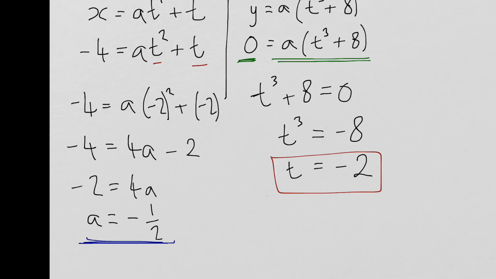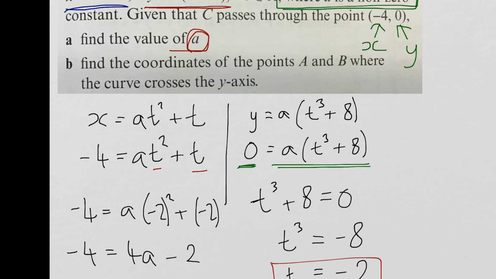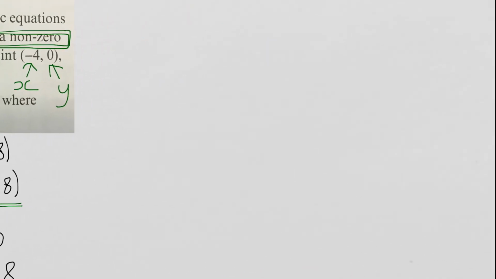So let's go back now and have a look at what we need to do for part B. So for part B, find the coordinates of the points A and B where the curve crosses the y-axis. Okay, so let's have a little think about that. When we have the curve crossing the y-axis, okay, so imagine, because there are 2 points, let's say it's something like this. When we've got the y-axis, it follows that x is equal to 0. So that's going to be my starting point for this question, is setting x equal to 0 and trying to solve from there, now that I've got this value of a.